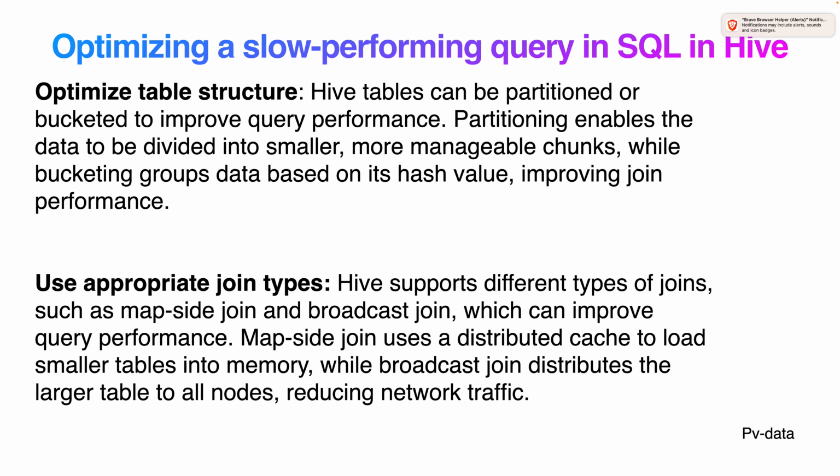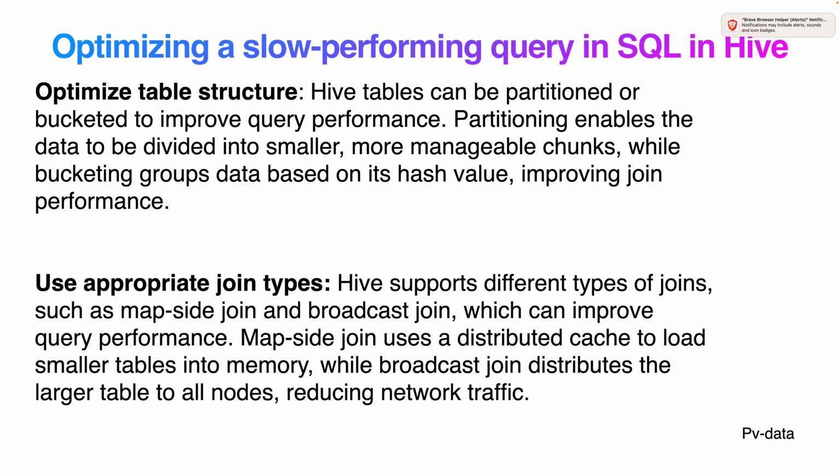The fourth one, I would say, is to use the appropriate join type. In the join, you should not use any function, because every time the join happens, the function will execute. Hive supports different types of joins, such as map side join and broadcast join, which can improve performance. Map side join uses a distributed cache to load the smaller table in memory, while broadcast join distributes the larger table across nodes, reducing network traffic. So it's basically about network traffic.